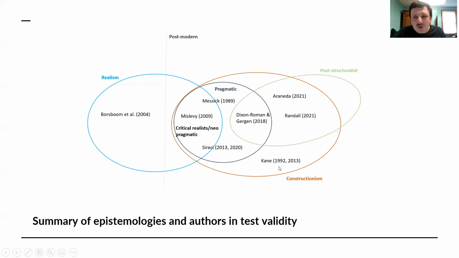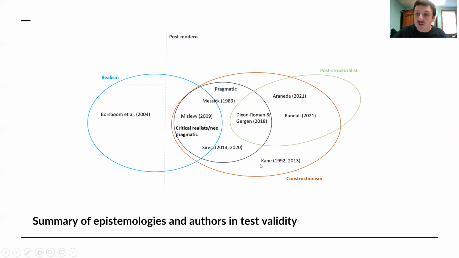Kane, I would say he's constructionist, but he's not necessarily purely pragmatic. He's more consequentialist rather than utilitarian. What does it mean? That all these authors usually have some idea of utility and some utility for society that needs to be checked when you're validating.